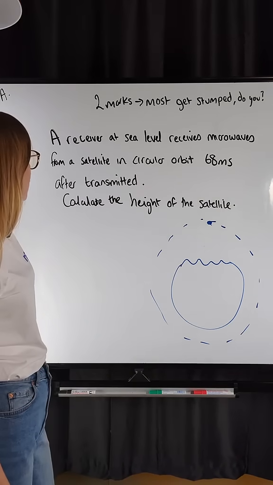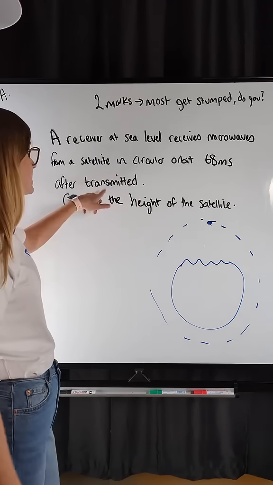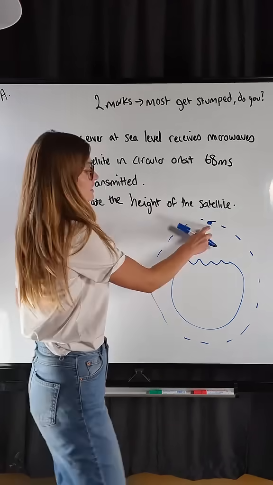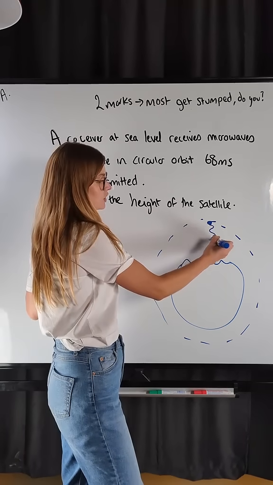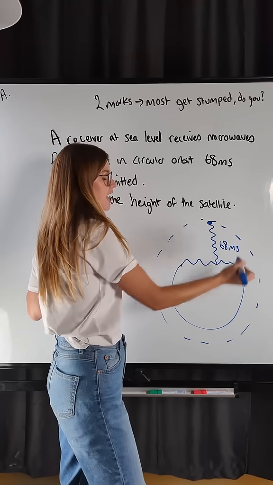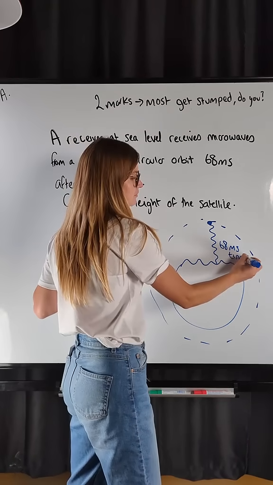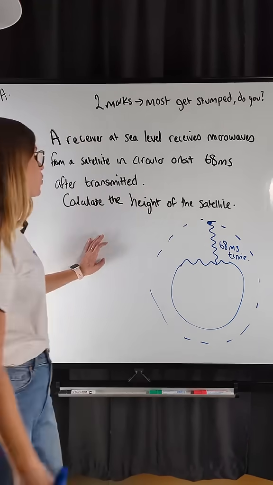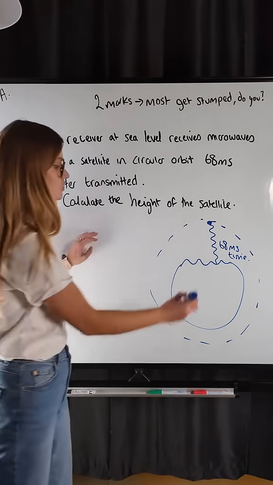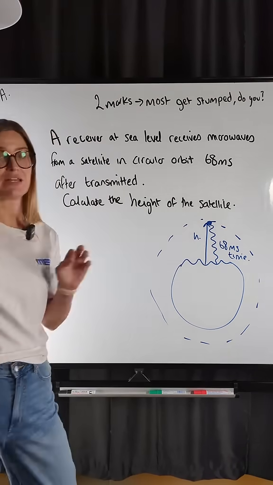And it says that it receives microwaves 68 milliseconds after transmitted. So the satellite transmits some microwaves. They're going to hit the receiver at sea level 68 milliseconds after they've been transmitted. So what I was given here was a time, and it wants me to figure out what is the height of that satellite. So what I'm trying to do is figure out what is the height of that satellite. What is the distance of that satellite?